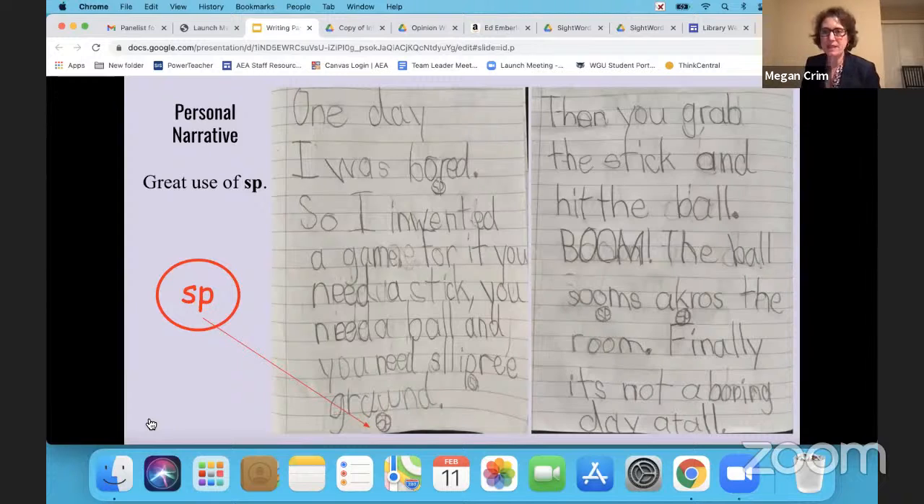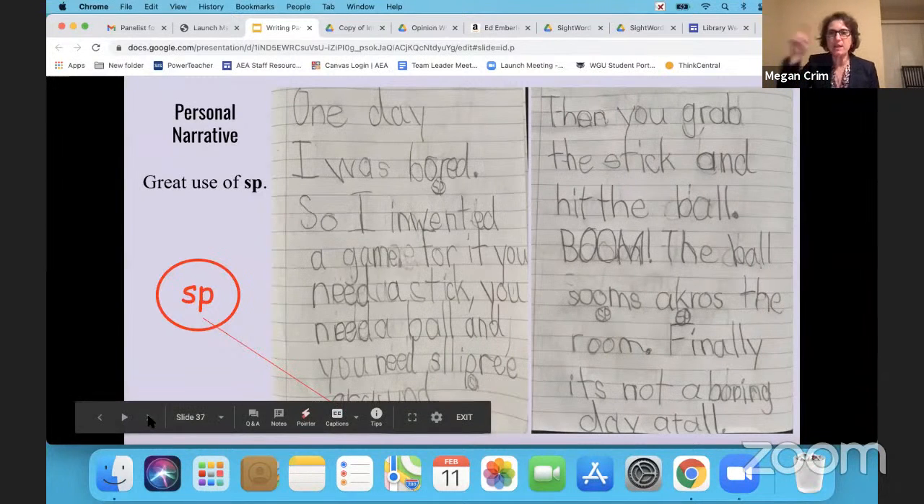And that SP, super, super powerful tool in the classroom. It allows them to just write more precise words. So here's a personal narrative with wonderful use of SP. And the way it works is they just write what they think it is and they put SP and circle it and they move on. So listen to this wonderful personal narrative.